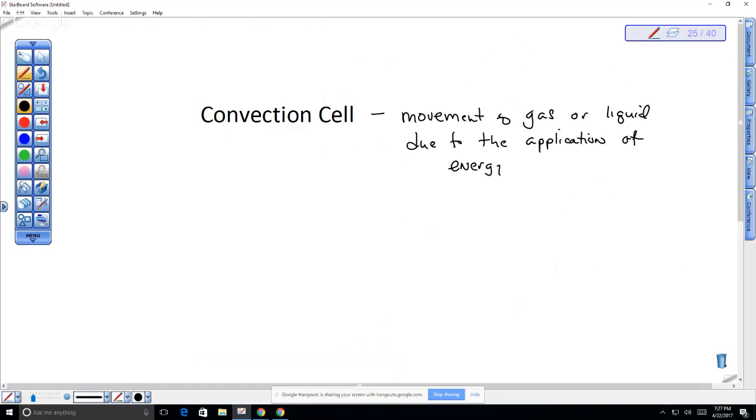As the water molecules heat up, they become less dense, and so they actually rise to the surface. At the surface, they move horizontally, and then they cool off, and then they fall. So if this is my heat, my water tends to heat up, and it rises to the surface, decreases in density, and then it kind of moves along the surface. It loses some of the heat to the atmosphere, and then it falls back down. And so you get this convection, this movement of water.